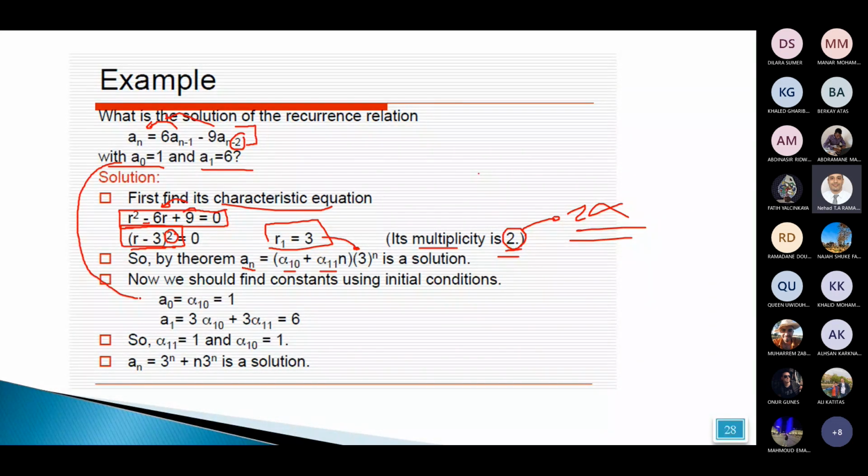Here we will take a0. So when we have n equals 0, then this is gone. When n equals 0, this becomes 1. So we have alpha 1 0 equal 1 from here. We get alpha 1 0.